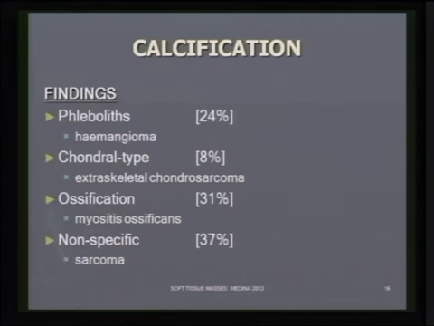The different types of calcification that we can identify on plain films are listed here. So we can see phleboliths, which we all know the characteristic radiographic features of. These indicate the presence of a hemangioma. This was seen in about a quarter of the cases.